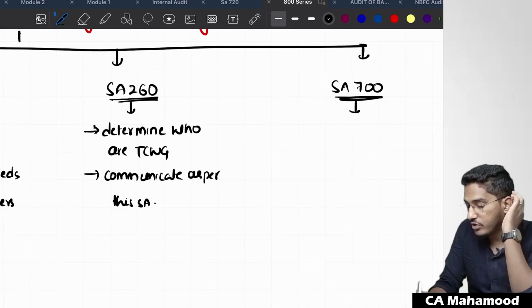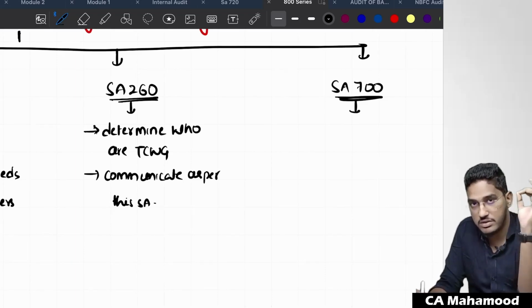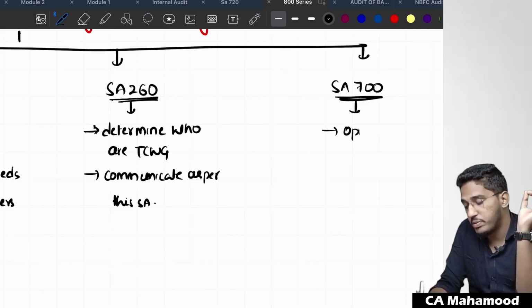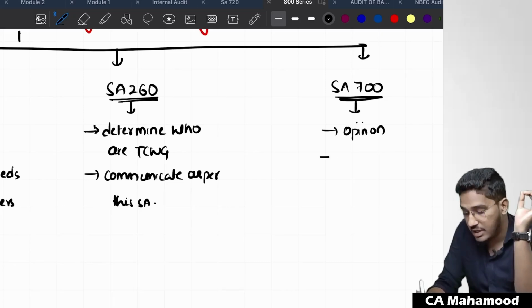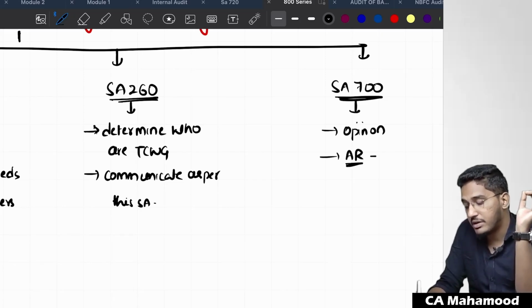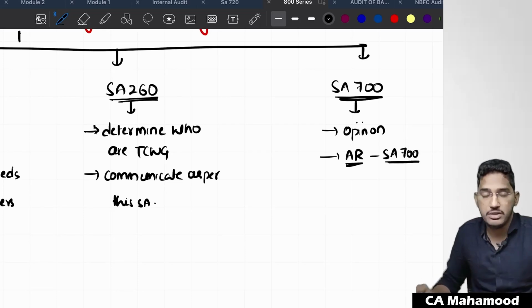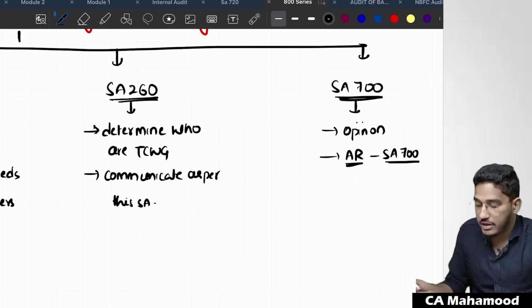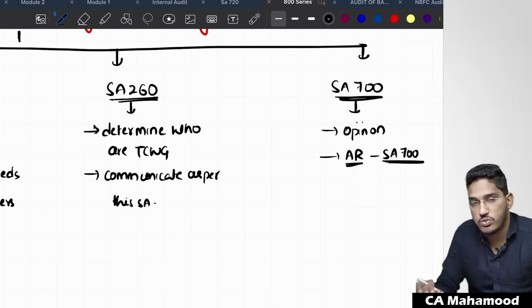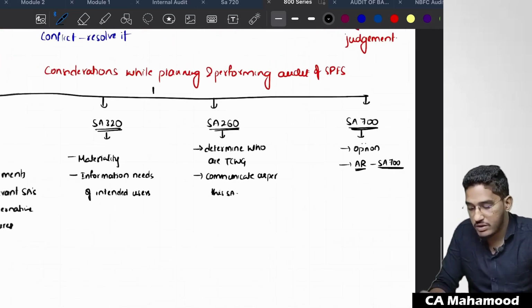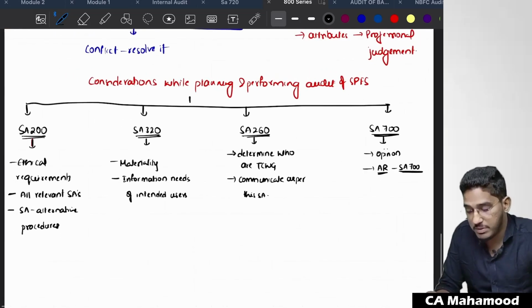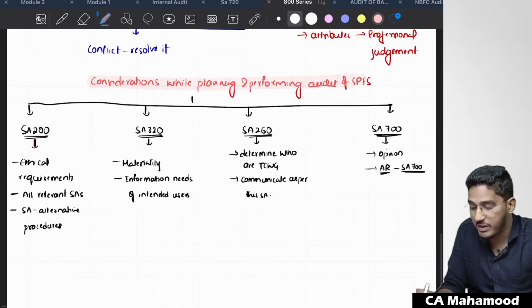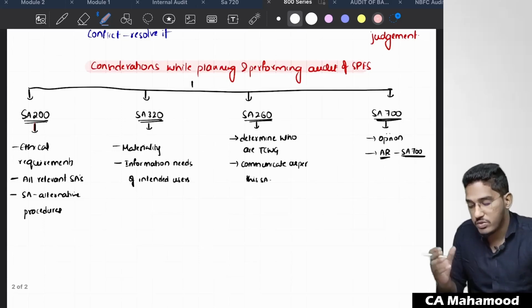Then finally, after you have completed the audit of the special purpose financial statements, whatever opinion you want to express, you have to express that opinion in the form of an audit report, and you have to prepare that audit report as per SA 700 requirements. We have read this in the audit reporting chapter. How the audit report should be, what the contents should look like, what should be the wording of your paragraphs. All those reporting requirements as per SA 700 also you are required to comply. So these are the specific things you have to keep in mind while planning and performing audit of special purpose financial statements. So they gave 4 standards.